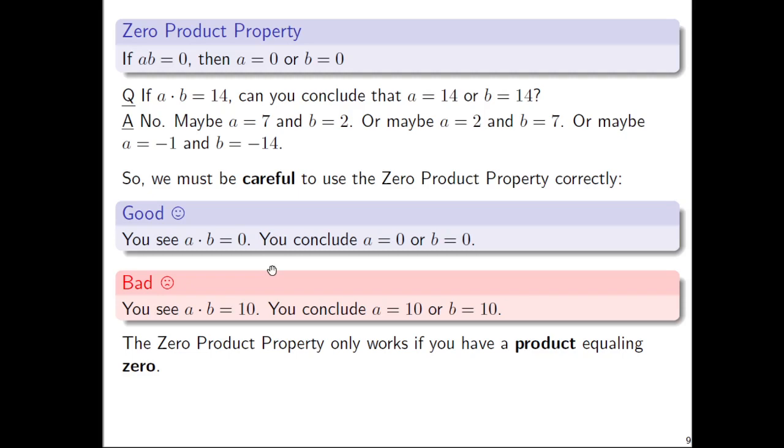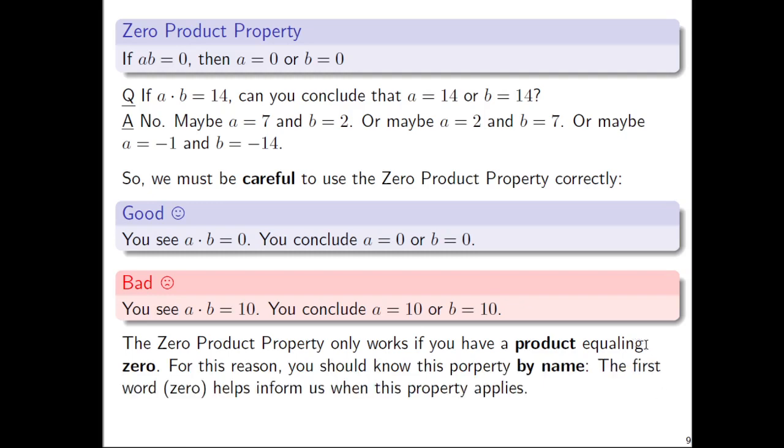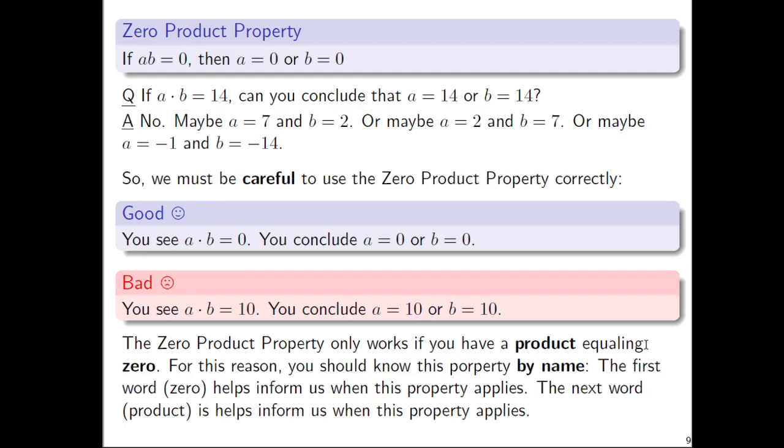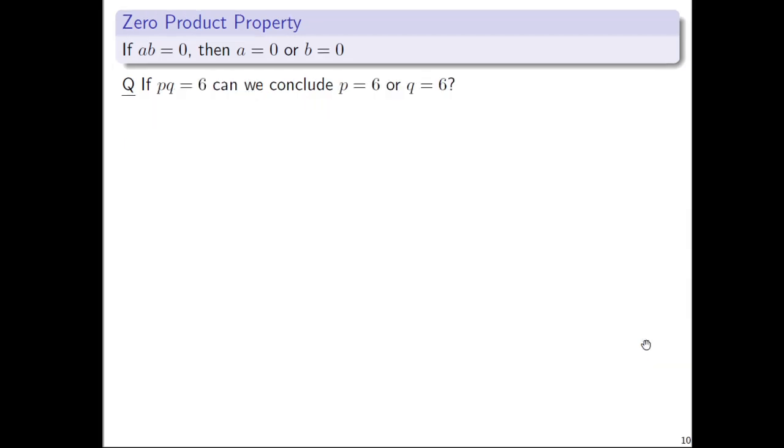The point is the zero product property only works if you have a product equaling 0. And so the name is important. A lot of times people try to not pay attention to the name of this thing, but it is called the zero product property. Right now I'm going to emphasize the word zero. You've got to have a 0 on one side, and then you have to have a product on the other, A times B. So for this reason, you should know this property by name. The first word, zero, helps inform us when this property applies. The next word, product, is also helpful in informing us when this property applies.